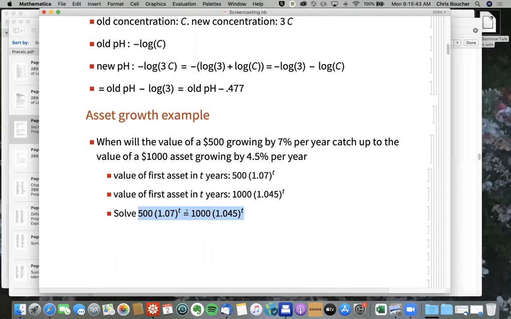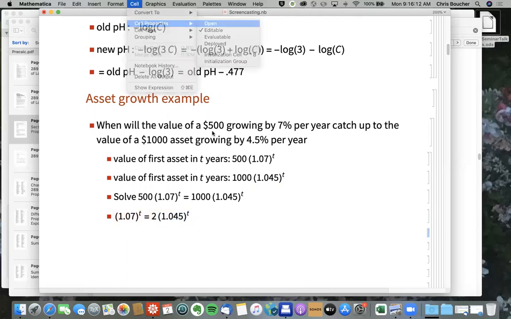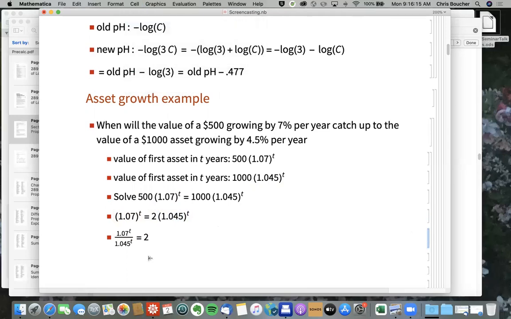Okay, so the first thing I'm going to do to start simplifying here is divide both sides by 500, right? That will at least get rid of the 500 on one side, which is a step. If you're not sure and you can do something to both sides that makes the equation look simpler, that's probably a good idea, right? So this equation here looks simpler than the original. And what I will do now is get all the variables on one side. So I'm going to divide both sides by 1.045^t. Right, so that's what that looks like.